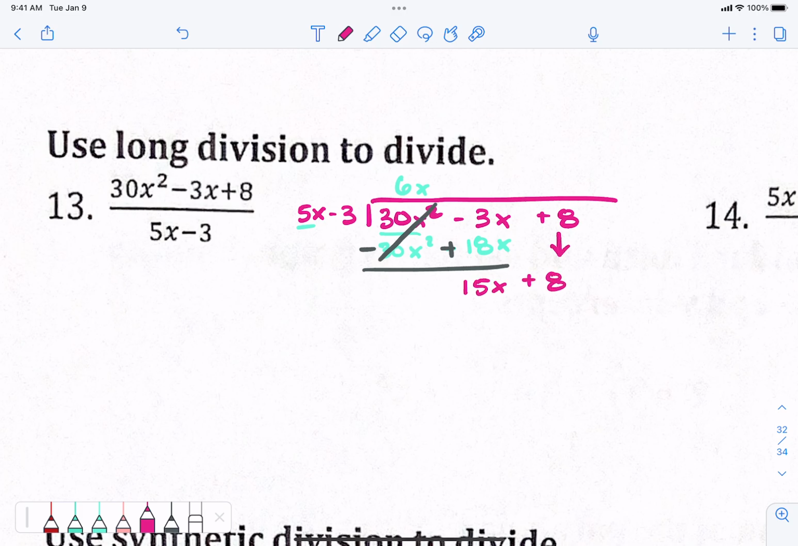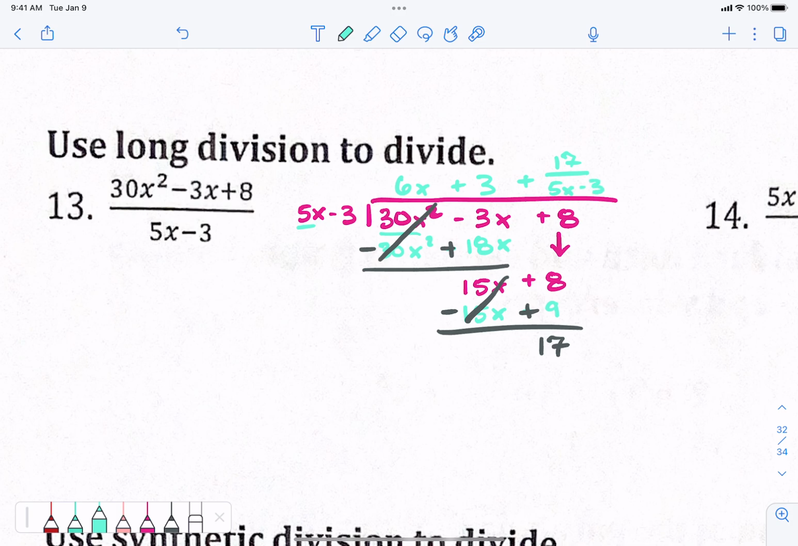You're going to have a remainder. This one doesn't come out nice. Okay, you're going to multiply by 3. 3 times 5x is 15x. 3 times negative 3 is negative 9, but then you have to flip the signs. 17 is your remainder. So we write it as 17 over 5x minus 3.